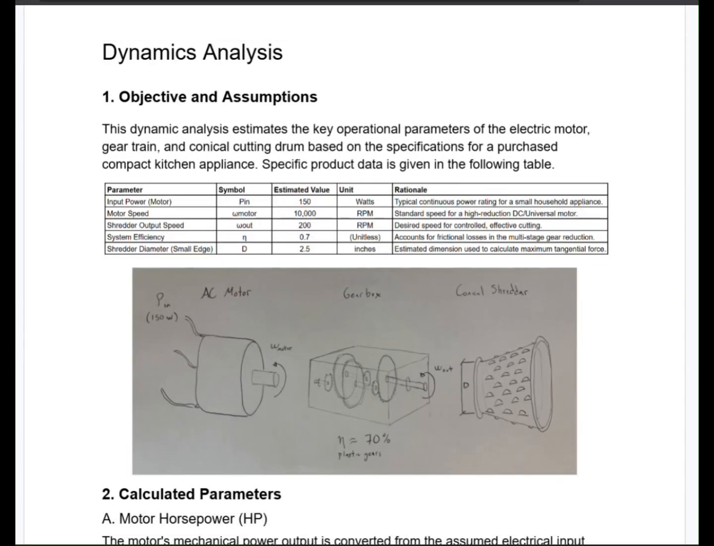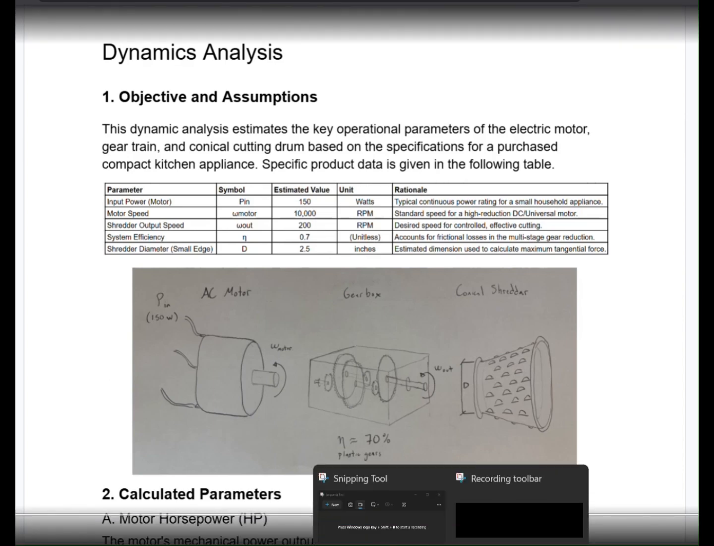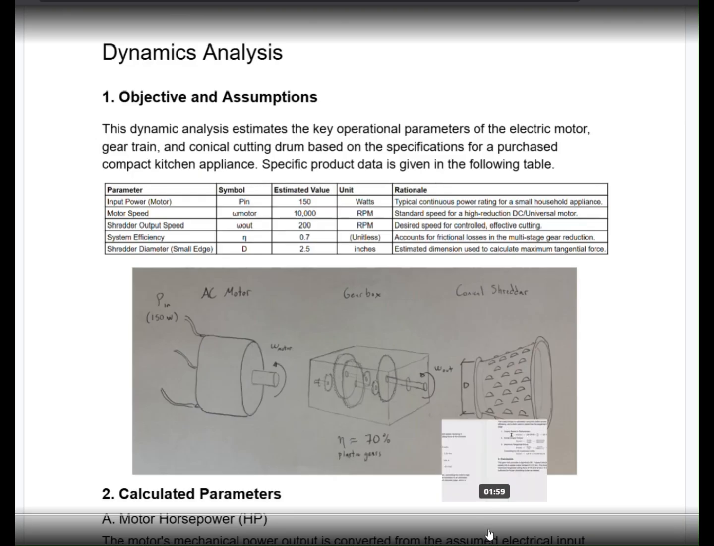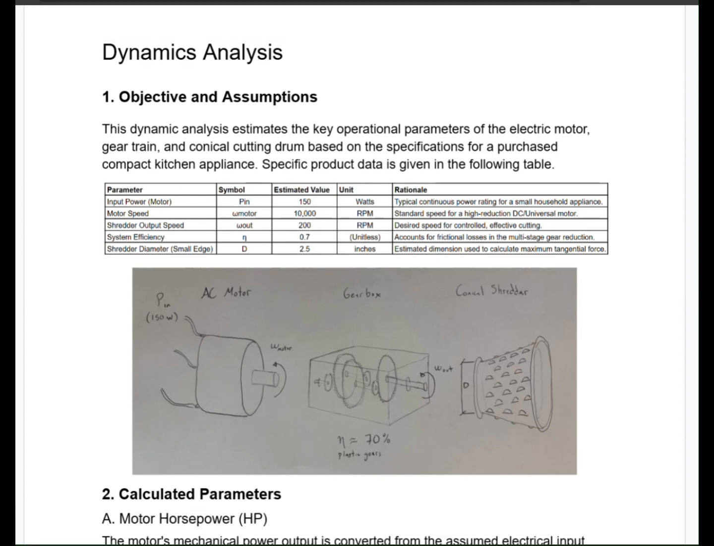Here today for the Butter Group, we're going over our dynamics analysis. We'll talk about the few components that we're using, the given parameters about those, and how those help us to solve for our outputted force desired.